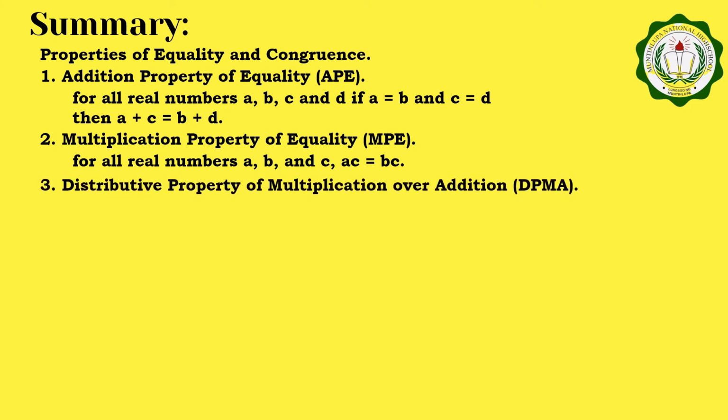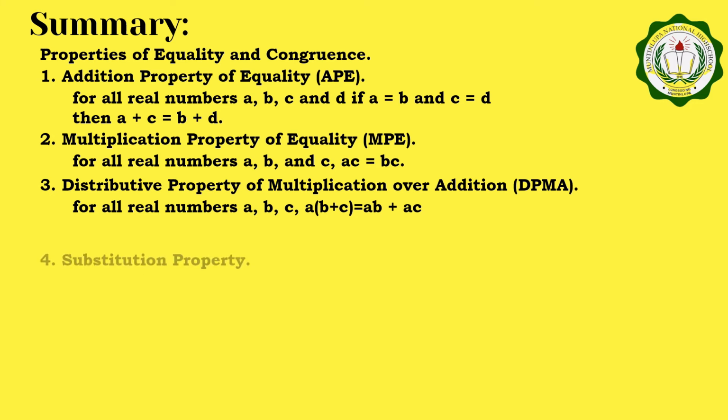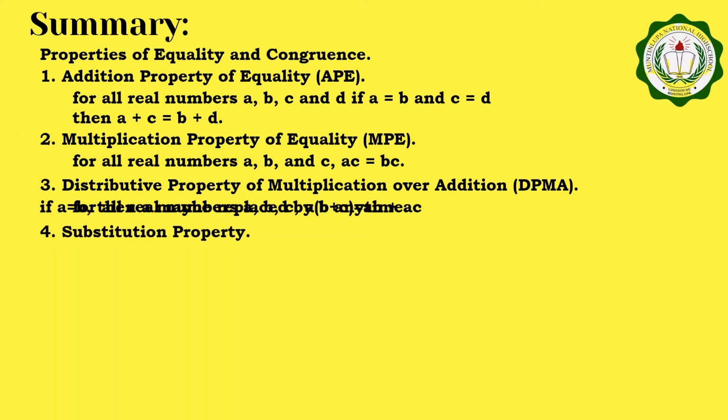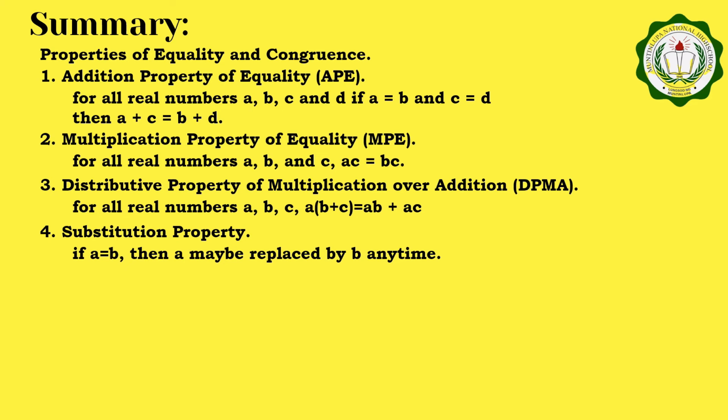The distributive property of multiplication over addition, or DPMA, states that for all real numbers a, b, c, a times the quantity b plus c is equal to ab plus ac. Next is the substitution property. It states that if a is equal to b, then a may be replaced by b anytime.